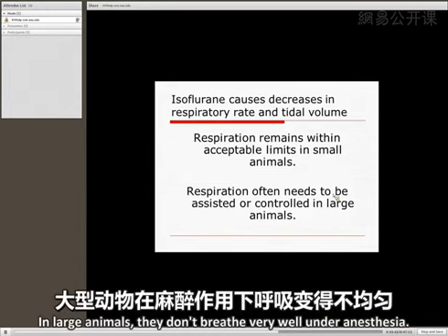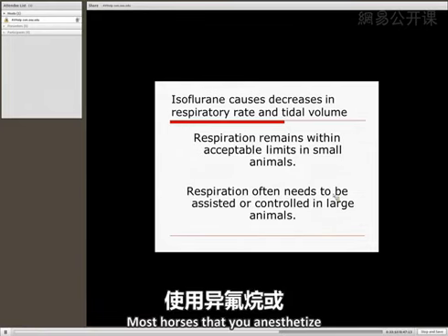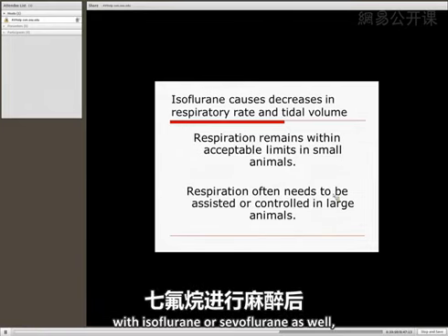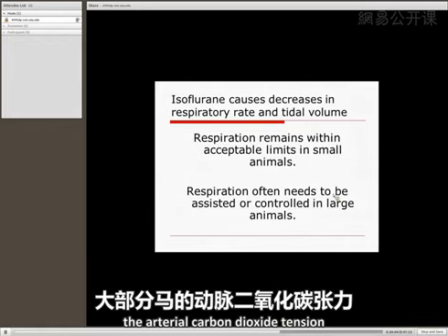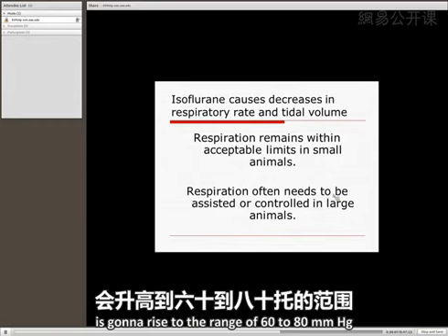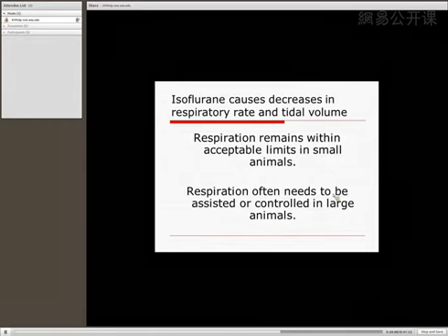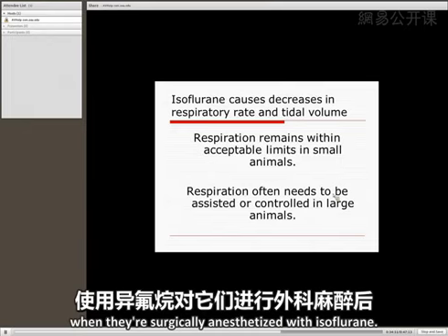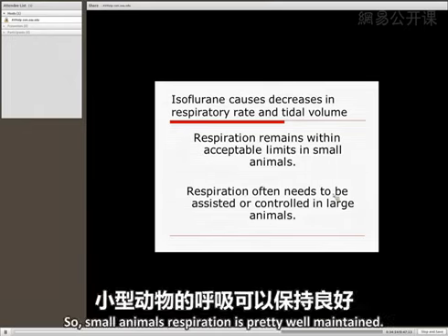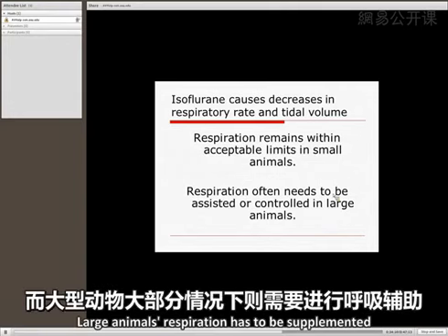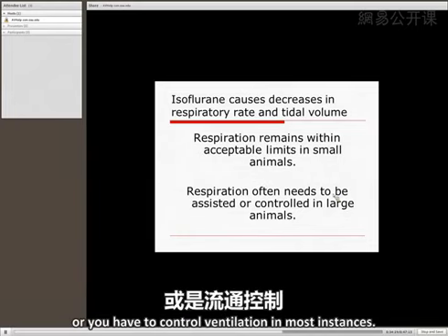In large animals, they don't breathe very well under anesthesia. Most horses that you anesthetize with isoflurane or sevoflurane as well, the arterial carbon dioxide tension is going to rise to the range of 60 to 80 millimeters of mercury when they're surgically anesthetized with isoflurane. So in small animals, respiration is pretty well maintained. In large animals, respiration has to be supplemented or you have to control ventilation in most instances.